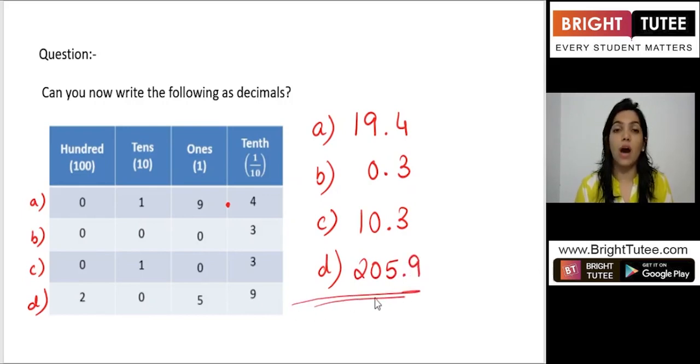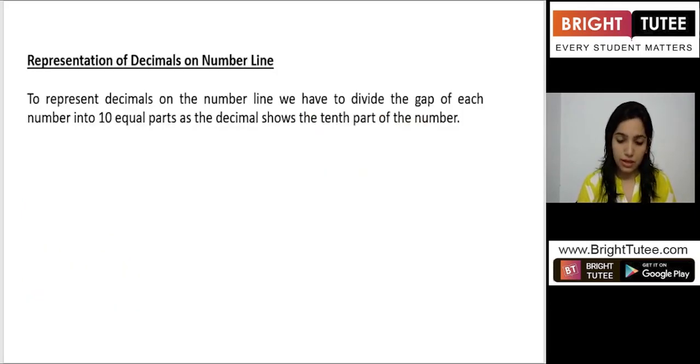I hope how we have converted these numbers from the table into the decimal numbers is clear to you. Moving ahead, here we are going to learn how to represent a decimal number on a number line. To represent decimals on a number line, we have to divide the gap of each number into 10 equal parts, as the decimal shows the 10th part on the number. Let's see one example. Say if I want to put 0.3 on the number line.